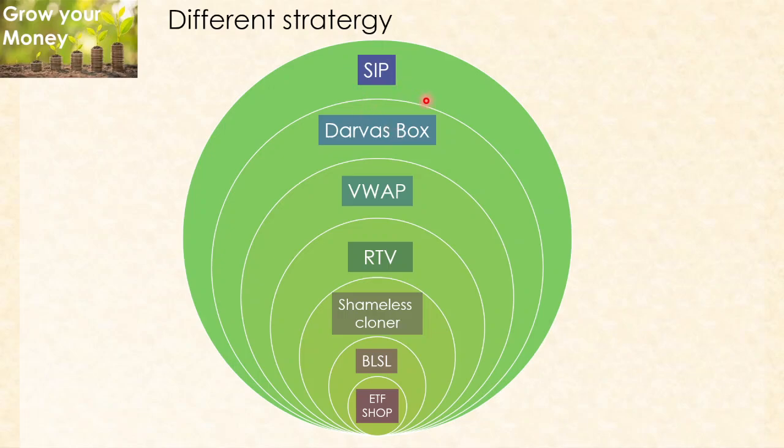One is the SIP. This you would have come across from many people, like you should do an SIP in a mutual fund and so on. That is the basic thing. Then Darvas Box, VWAP, RTV, shameless cloner, buy low, sell high, and then finally we end up in an ETF shop. Okay. So today I will cover the SIP and the Darvas Box, how it can be utilized and how you can invest using this.